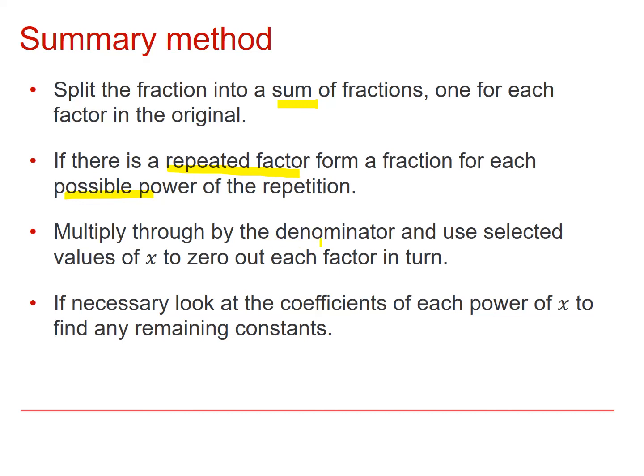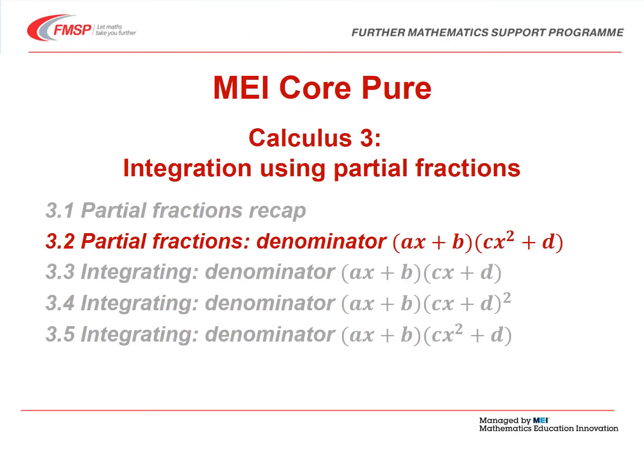Multiply through the denominator, and then use selective values of x to zero out each factor in turn. And that allows you to find the constants in your sum. And if you've still got things left at the end, if necessary, you look at the coefficients for each power of x, to find any remaining constants. The next section is 3.2, partial fractions with a denominator that has a quadratic factor in it.